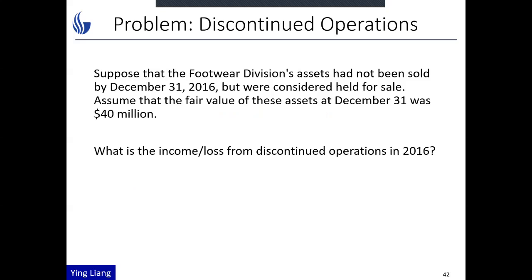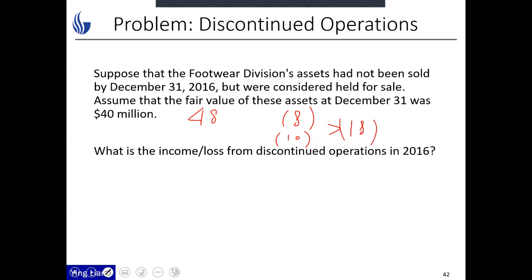Now, next, suppose that the footwear division had not been sold, but were considered held for sale. So this is the held for sale situation. Assume that the fair value of these assets was $40 million. So the fair value minus the cost to sell was $40 million. And the book value is 48. So there is an impairment loss because my book value is higher than the price that we are able to sell. And the loss is the difference, that's 8. And then we also have an operating income, which is a loss, $10 million. So the total is 18, which is a loss.